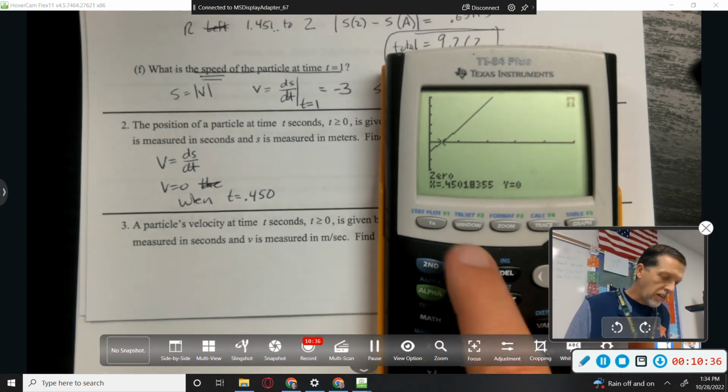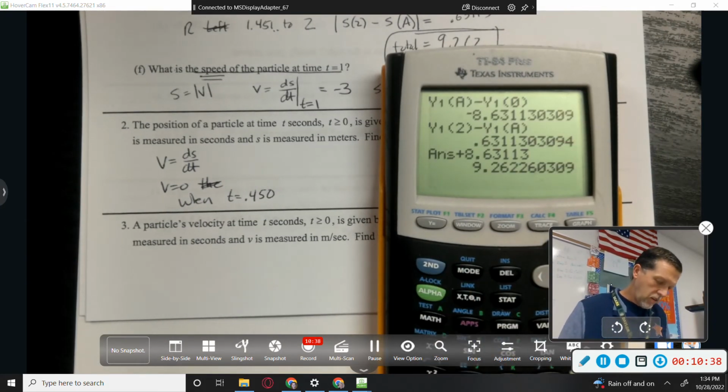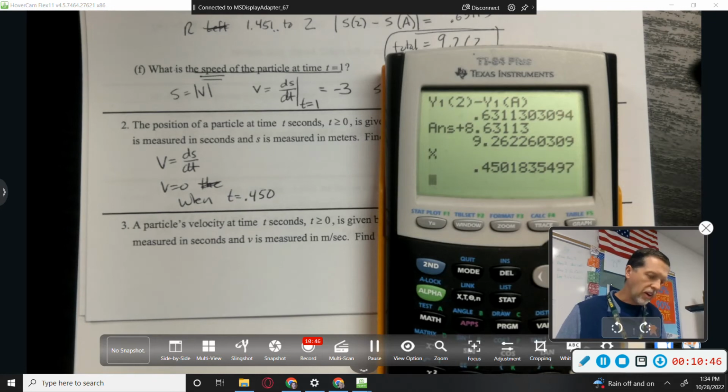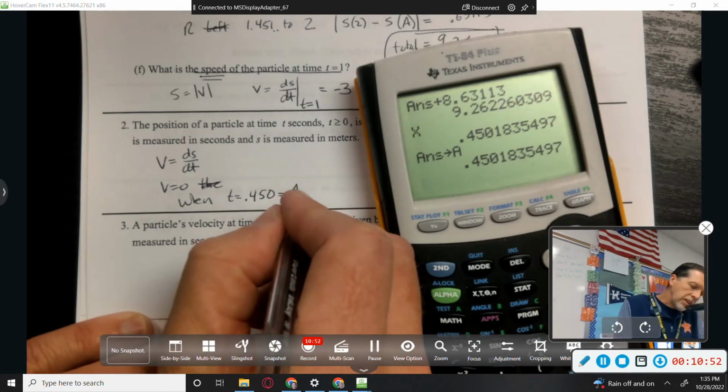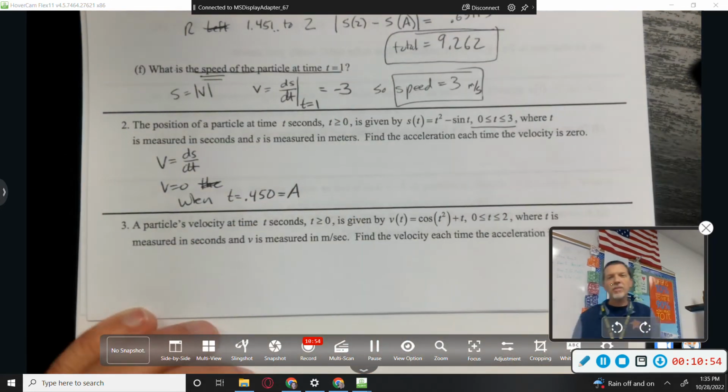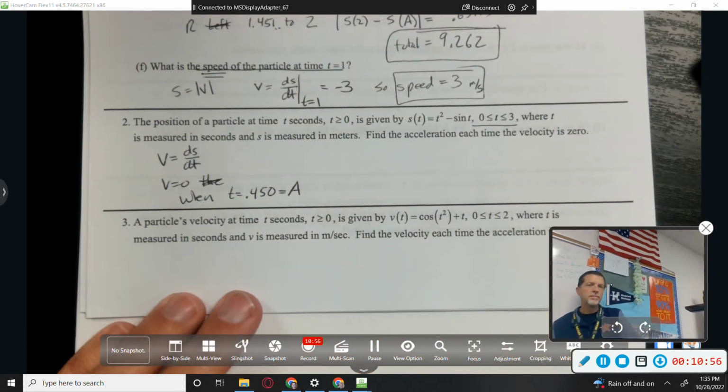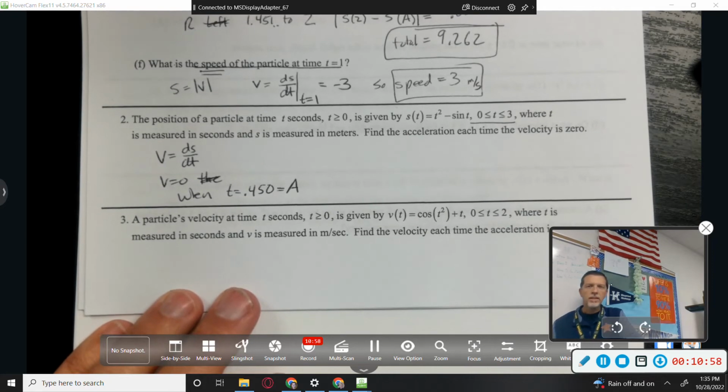So I'm going to save that, store that as A. Whoops, not as answer. Although I think it would work. Let me pull it up to make sure it's there. And then I'll store it as A. And I'm going to label it A. So now I can just use A whenever I want that time. Because it didn't really ask me for the time. It said find the acceleration when the velocity is 0.